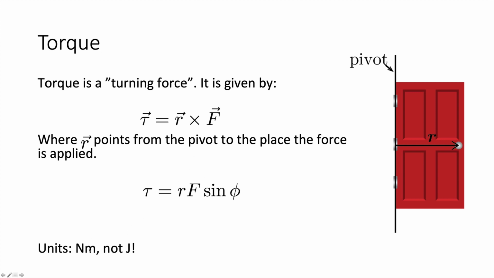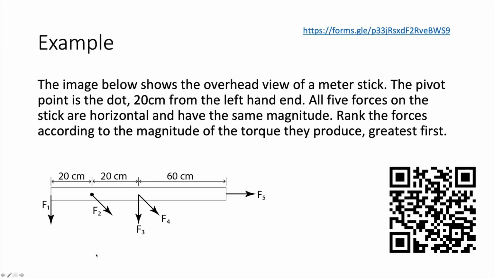Now, the units are written as newton meters, which you may realize is the same as joules, but we never write a torque as joules, as the meters vector and the force vector, the newtons vector, are perpendicular to each other. So it doesn't really make sense to combine them into something called joules. This isn't an energy, so we just leave it as newton meters.